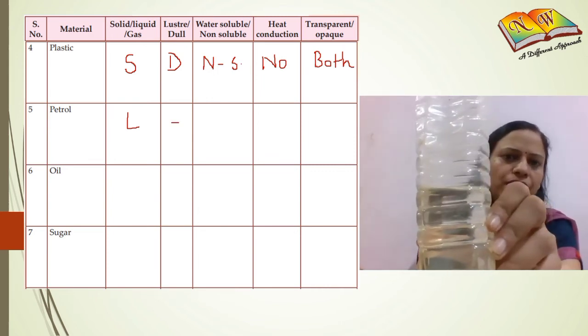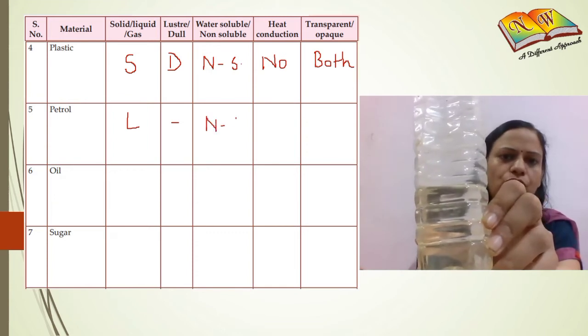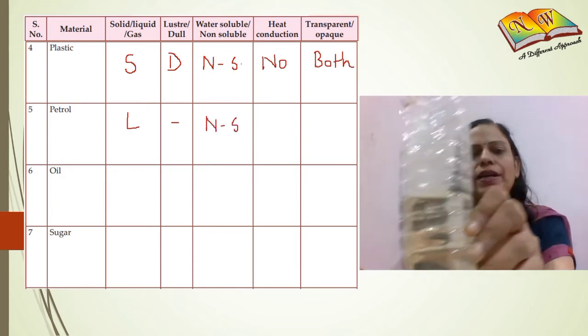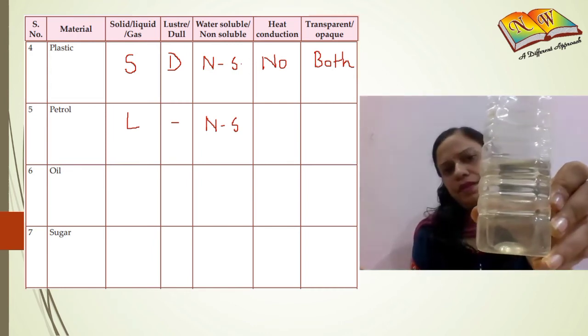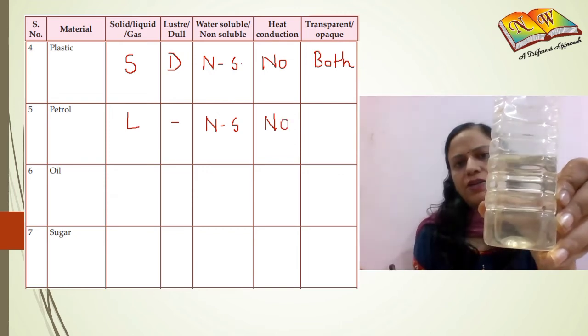If you put water in petrol, you will find that it doesn't dissolve. So it is non-soluble. That means petrol does not dissolve in water. Electrical conductivity, petrol is a bad conductor. So no, it's not a conductor.